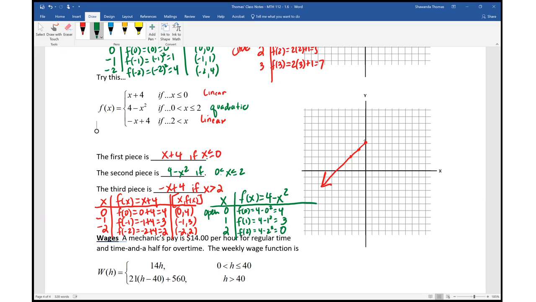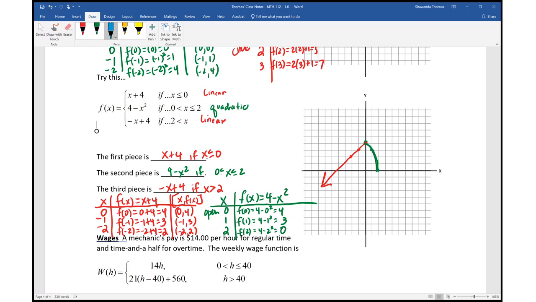It's not a line. It should curve somehow. 0, 4, open. So it does pass the vertical line test. 1, 3, and 2, 0. So notice it's curving upside down. All right, this is an upside down U.